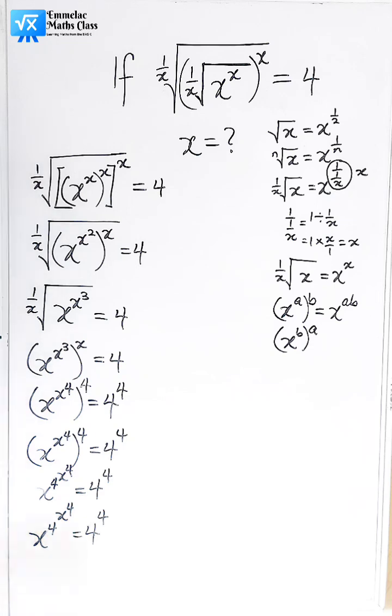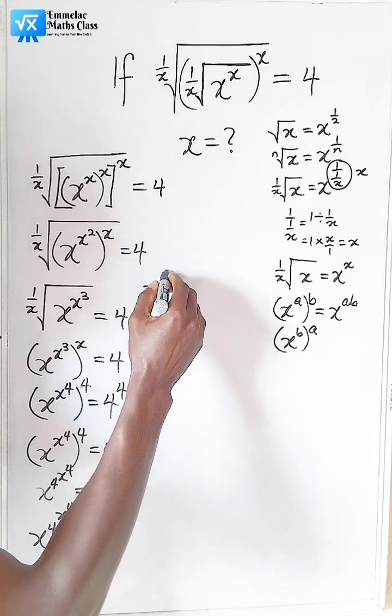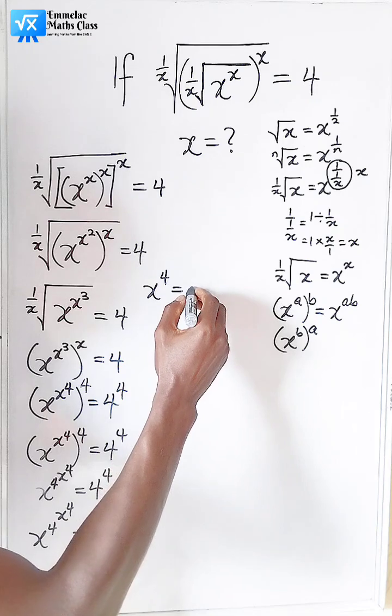Now you can see that we have a similar structure on both the left hand side and the right hand side. So to this end, we can see that x raised to the power of 4 will give us 4.